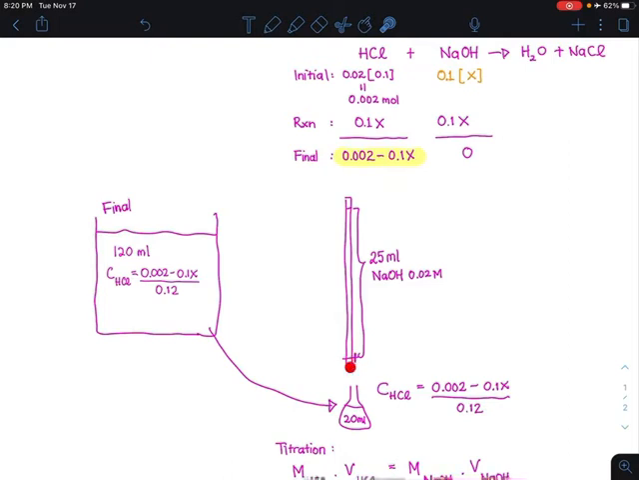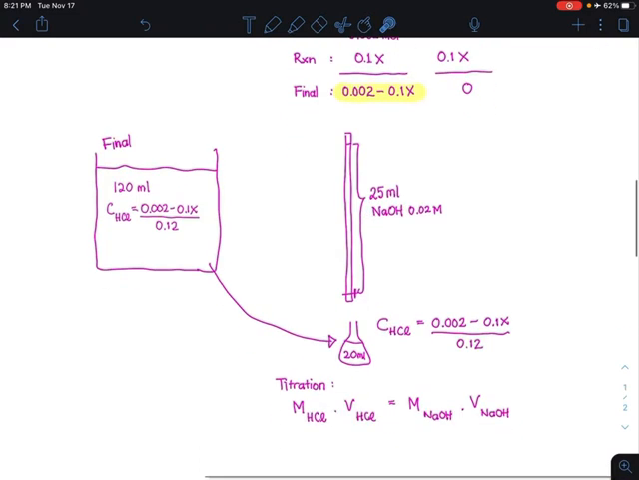Okay, we add the titrant dropwise, and then don't forget to add the indicator. Then we add dropwise until the color of the solution inside the flask changes. The point where the color changes is the point where all the hydrochloric acid has reacted with the sodium hydroxide. Okay, I believe you have done titration before, so we can simply use this equation.